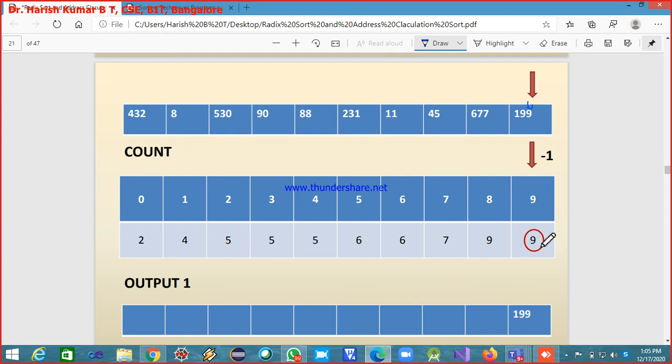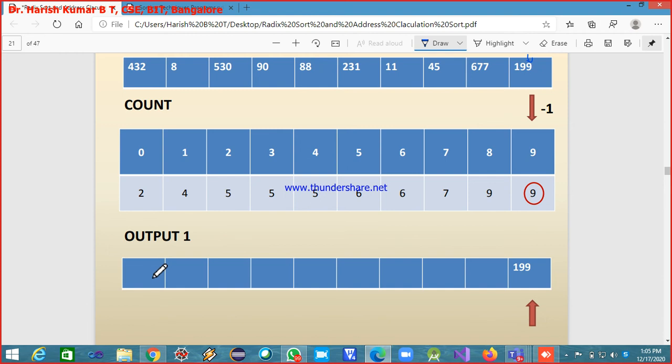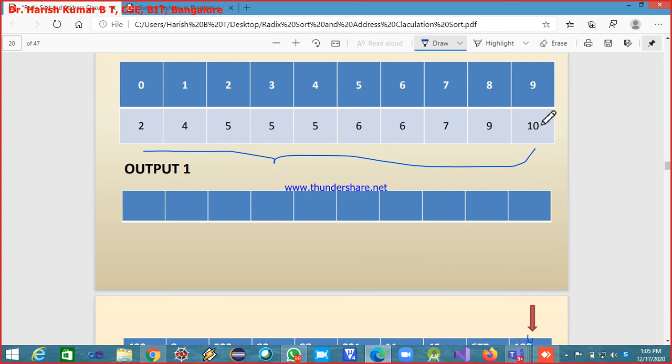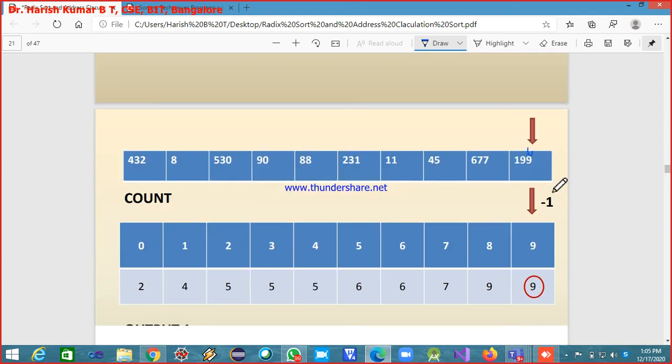I was having 10. So since array indexes, I will start from the 0, 0, 1, 2, 3, 4, 5, 6, 7, 8, 9. And the cumulative count what was here was 10. Now I'm just going to subtract 1 from this, because array indexes are going to start from this cumulative count. I'll be doing minus 1. So I'm not doing minus from this 199. I'm doing minus 1 from the cumulative count what is stored here.